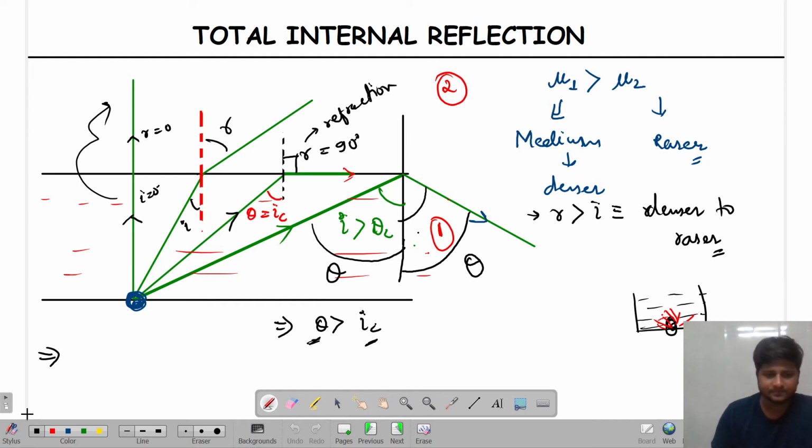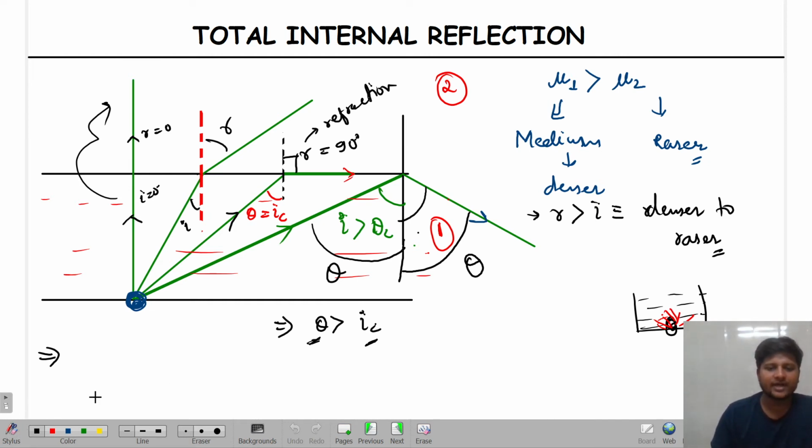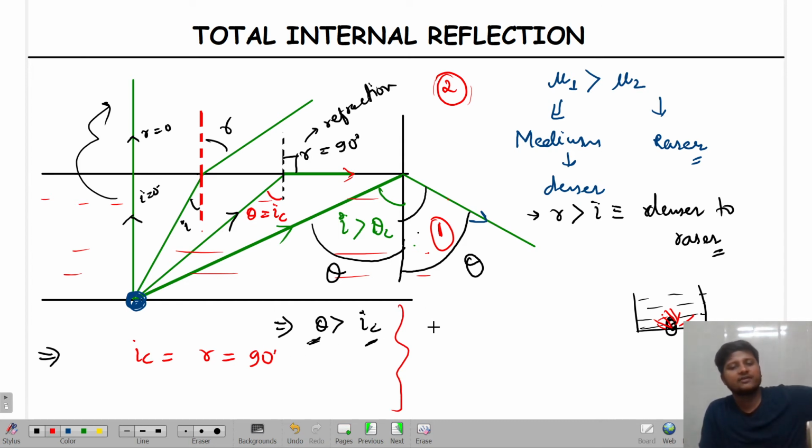Now look over here. Based upon this, we can find out how dense a material we can utilize. Now we have a rarer medium as medium 2 and a denser medium as medium 1. In the denser medium, we try to calculate how much density is required. For the critical angle, the refraction angle is how much? 90 degrees. And if the incidence angle is greater than this critical angle, what is going to happen? Total internal reflection is going to happen.